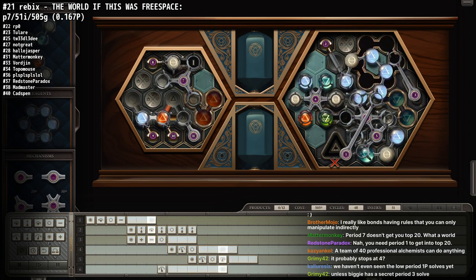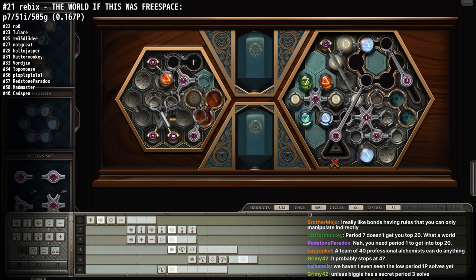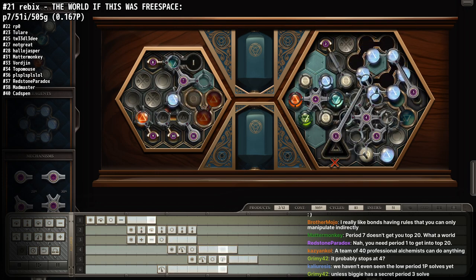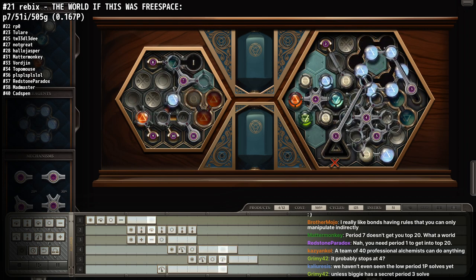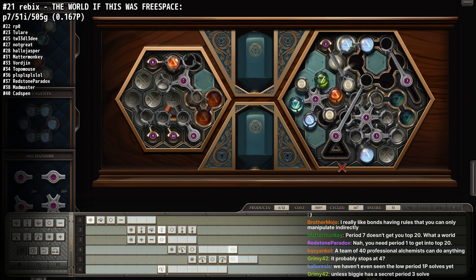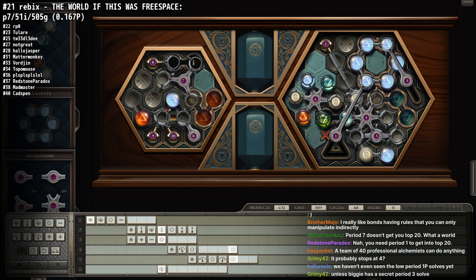This is a very last minute solve. I think Rebix was not really planning on participating this week necessarily. But we do appreciate the solve in any case. But yeah, this is another 1/6p solve.